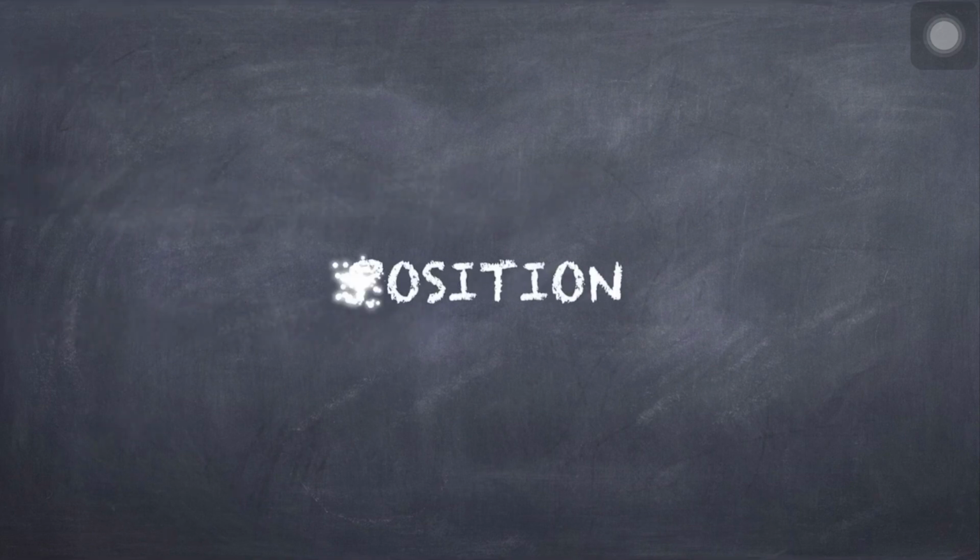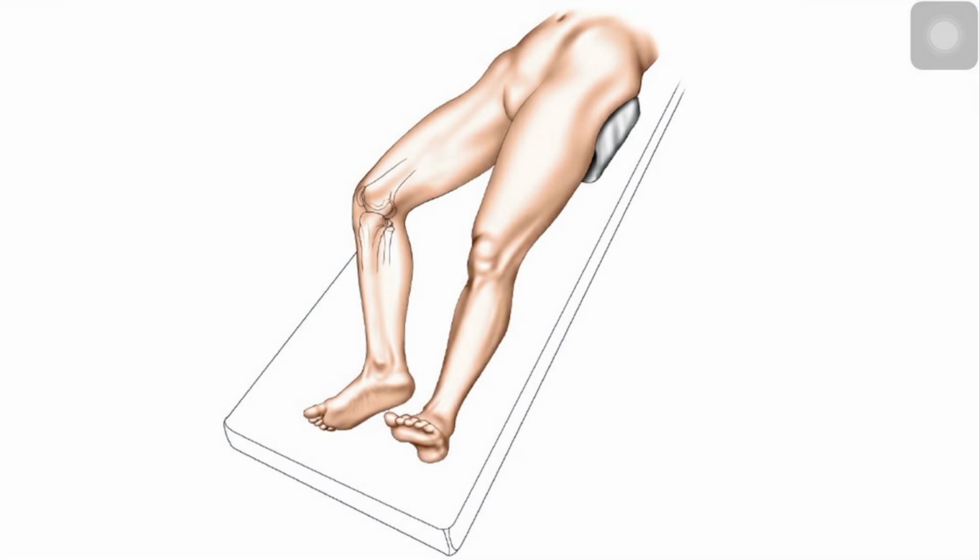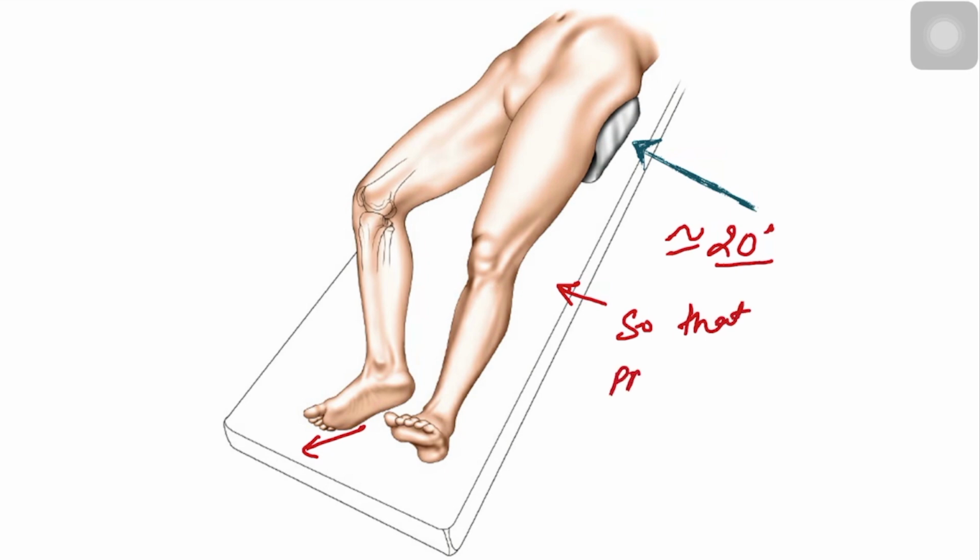Position of the patient is supine on the plain table with the C-arm lying usually on the opposite side, and we put a sandbag below the contralateral hip, so as to roll the patient about 20 degrees and achieve external rotation in the limb, so that the posteromedial corner of the tibia will come forward.